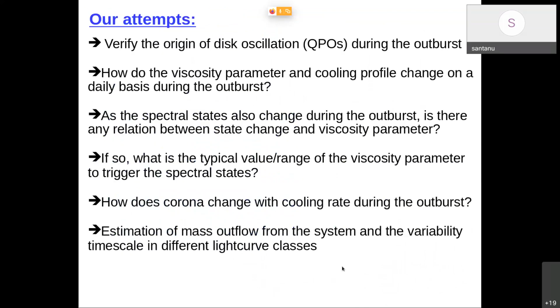So what are we trying to show? We are trying to show that the quasi-periodic oscillations or disk oscillations that we observe can originate from the oscillation of the shock. We also want to check how the viscosity parameter and cooling profile change on a daily basis during the outburst. As the spectral state changes during the outburst, is there any relation between state change and the viscosity parameter? If so, what is the typical value or range of the viscosity parameter to trigger the spectral states? How does the corona change with cooling rate during the outburst? We'll also estimate the mass outflow rate from the system and the variability time scale in different light curve classes.